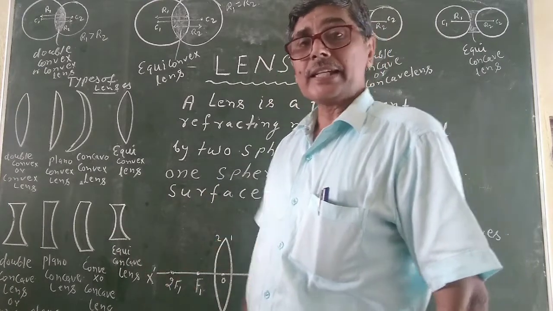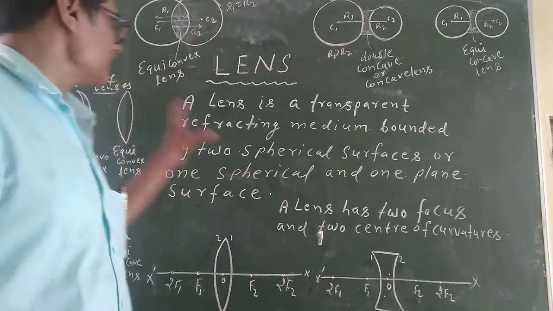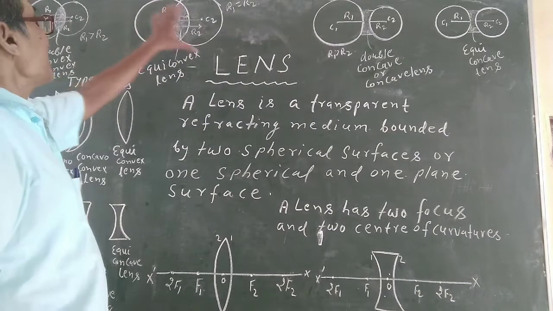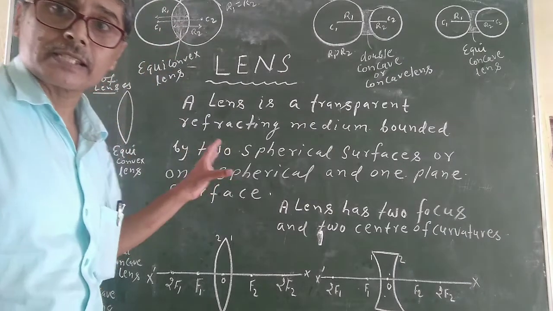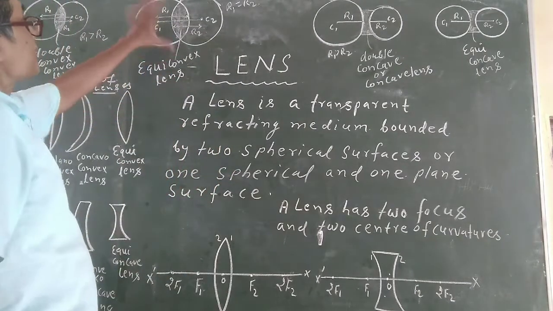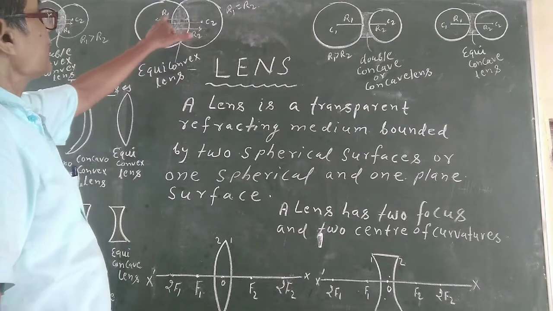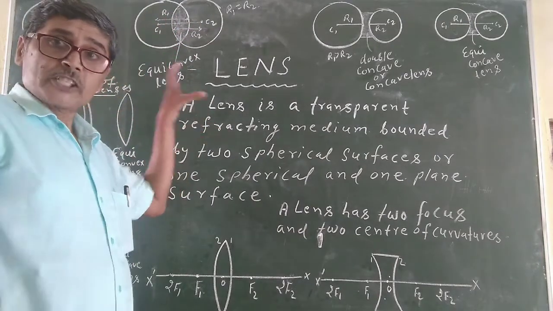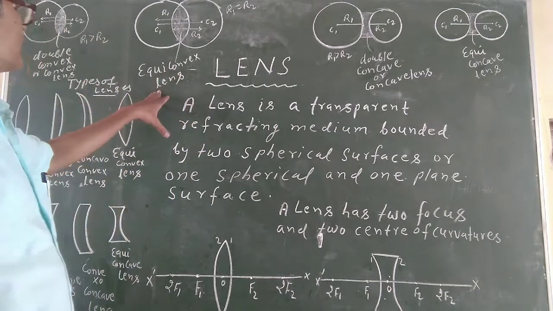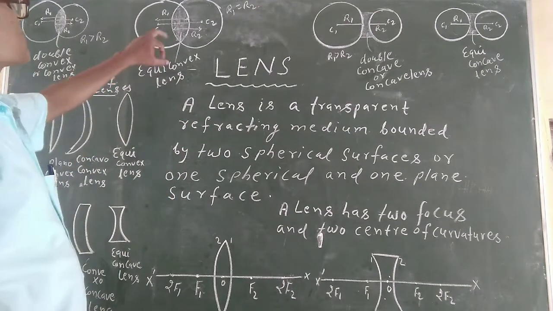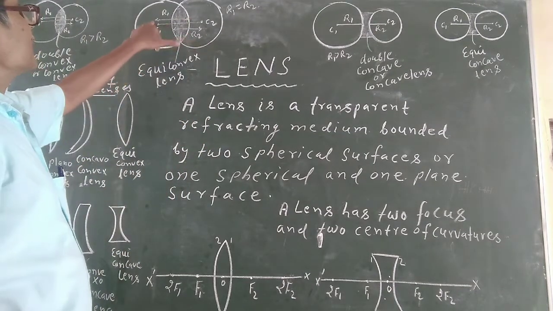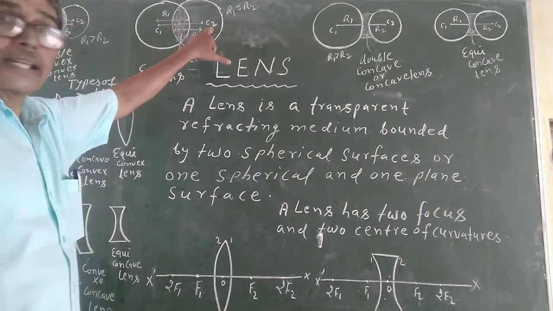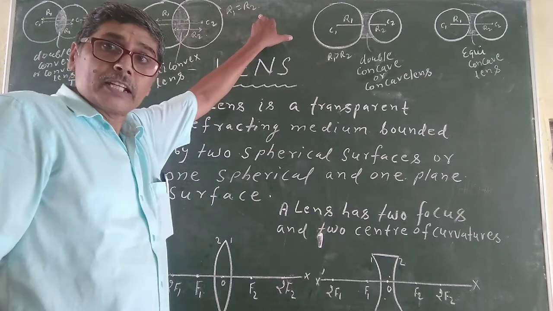Equiconvex or equiconcave means that they have equal radii of curvature. Here I have shown that R1 and R2 are the radii of curvature of the two spheres due to which the lens is formed. R1 is the first radius of curvature, R2 is the second radius of curvature. Here R1 and R2 are equal.